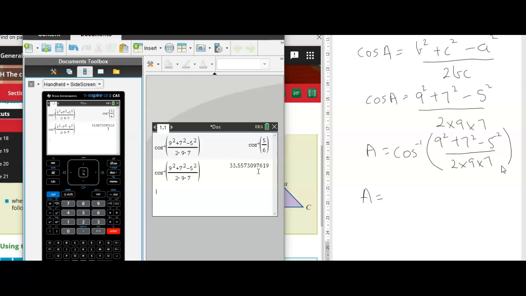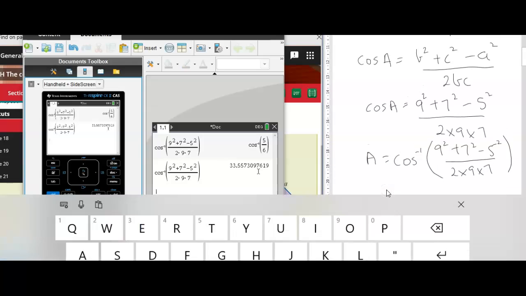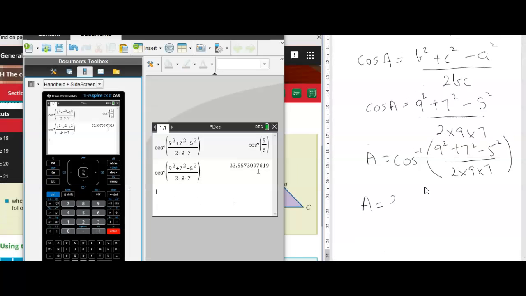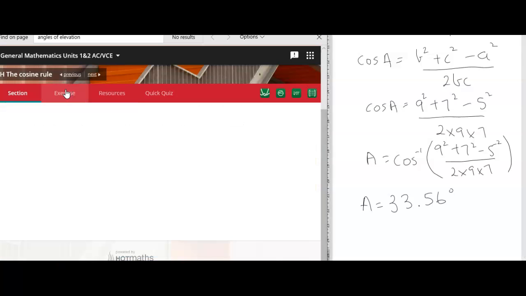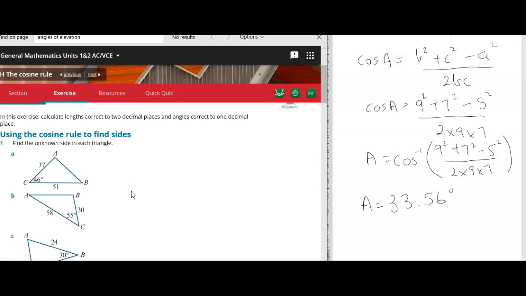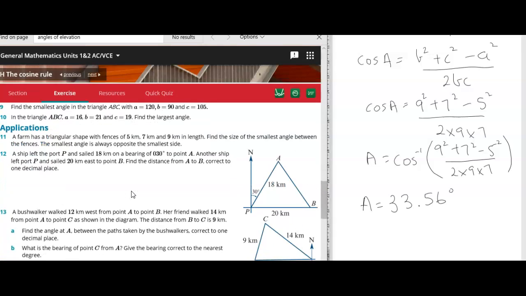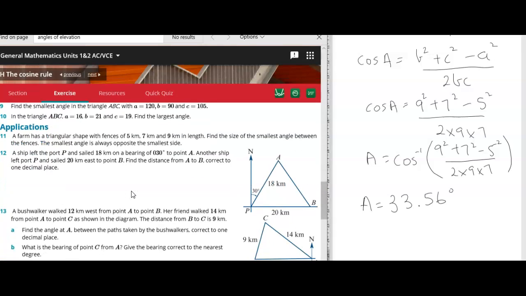So the angle is 5, 6. Was it 2 decimal places? I didn't read what it said. Okay, let's go back to the exercises. Oh, it doesn't say. So we'll just do it to 2 decimal places.